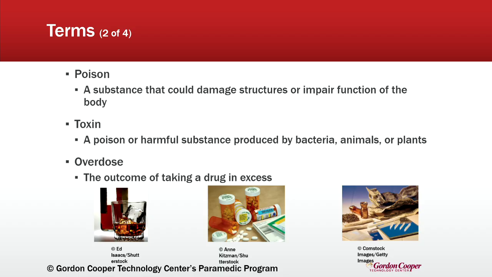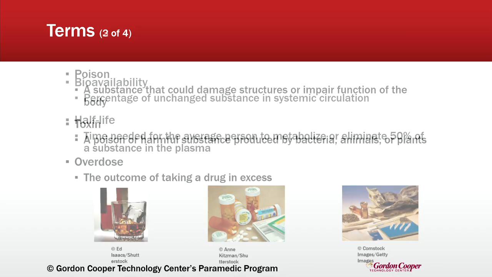And then we have an overdose. An overdose occurs when a person ingests or is administered a substance in a quantity greater than that which is recommended, which may or may not lead to toxic and or harmful effects. Not every overdose is going to lead to a serious problem. It just means that they've taken or been given more than what is recommended, which is technically considered an overdose.